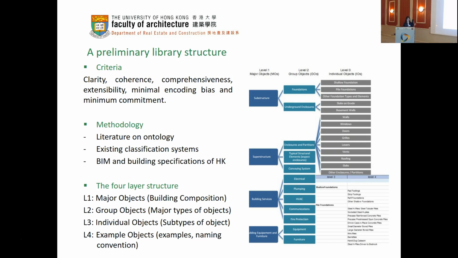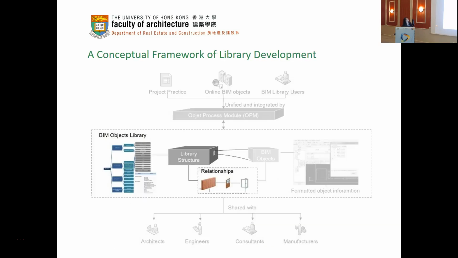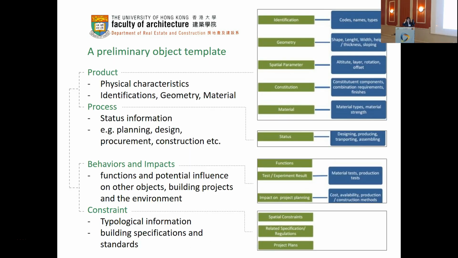And you can see that the second layer is group object, which contains major types of objects. And the third one is individual objects, such as, for example, the foundation could be classified as shallow foundation, which is based on a Hong Kong context. So having a library structure, the next step is to develop BIM object parameters in it. So here's what we got.